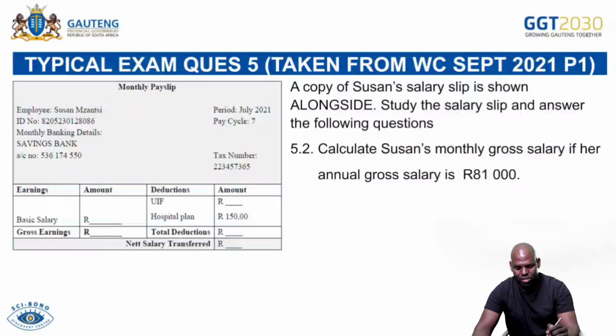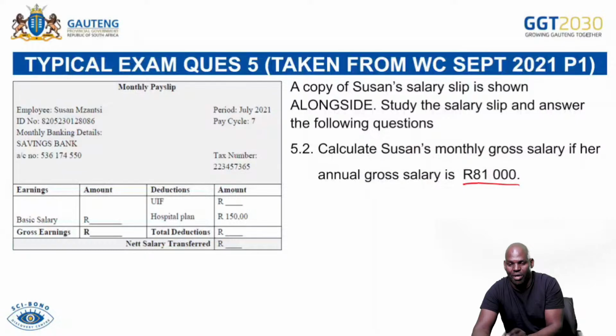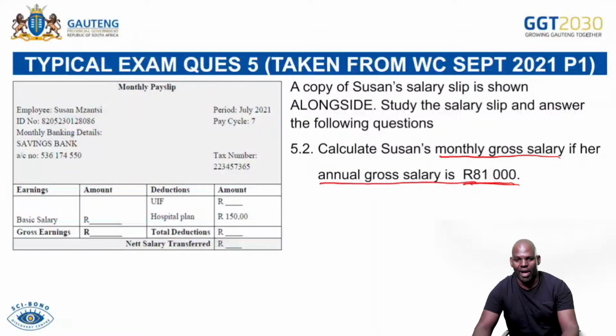Then the next question, still based on the very same salary slip, says calculate Susan's monthly gross salary if her annual gross salary is 81,000. So now we need to underline this. Annual means over a year. If this person earned 81,000 rand per year, then how much does this person earn per month? So how many months are there in a year?